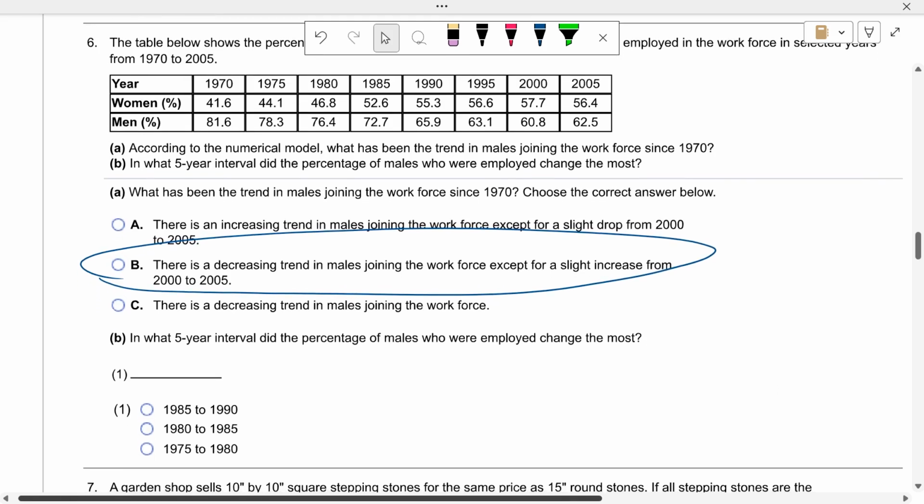In what 5-year interval did the percentage of males who were employed change the most? So what's the biggest change? Well, the first one is about a little less than 3% change. Second one is a little less than 2. Third one is almost 4. Fourth one is 6 point something, it looks like. And then 2, and then 3, and then 2. So that 6 point something, 85 to 90, would be the biggest change. Okay?